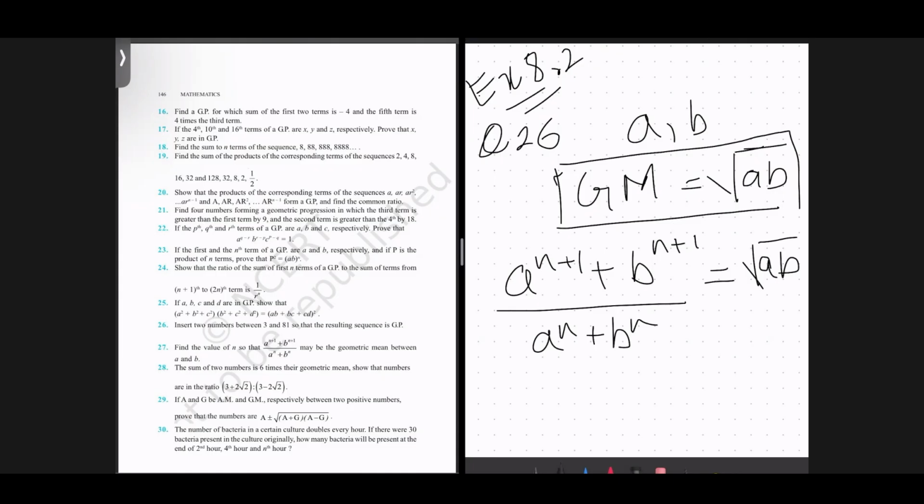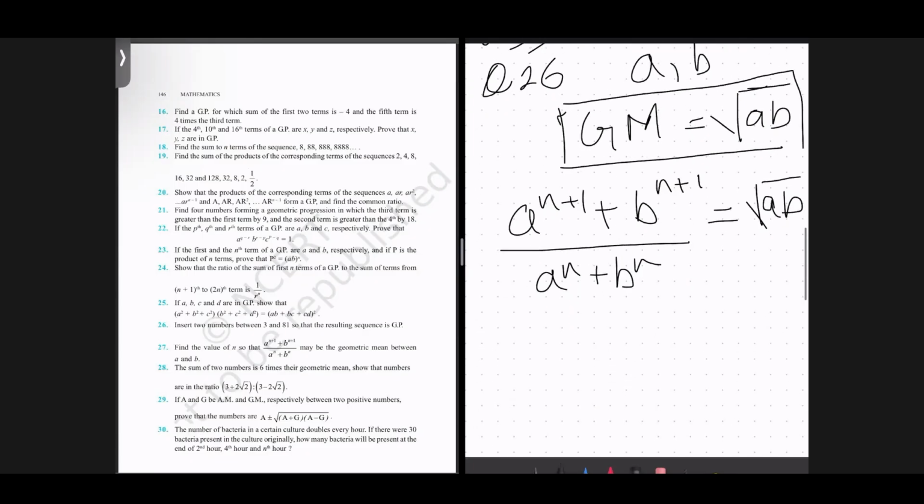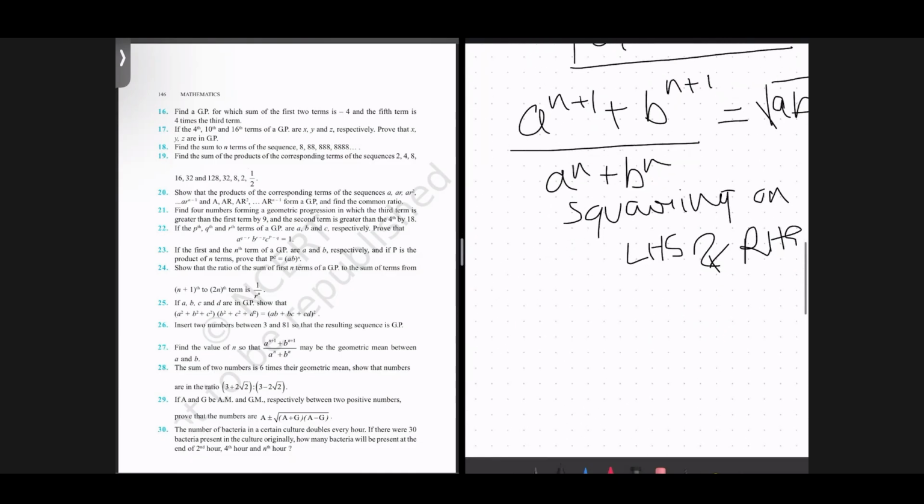Let us see how we're going to solve this, right? The first thing that I see when I see this equation is that on the RHS, the terms are expressed inside the root symbol. So what we should do here is try and square both sides, right? So let's do squaring on LHS and RHS, and let's see what we get then.